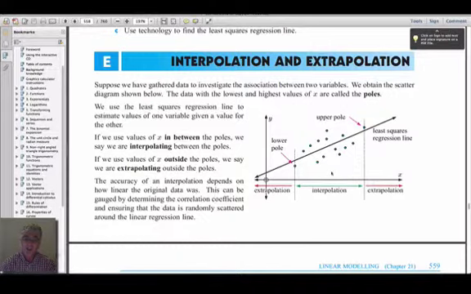And now we can do interpolation and extrapolation. Well, here's the word pole. Inter: between or within, between the poles.